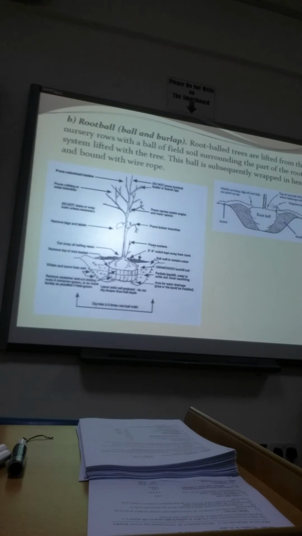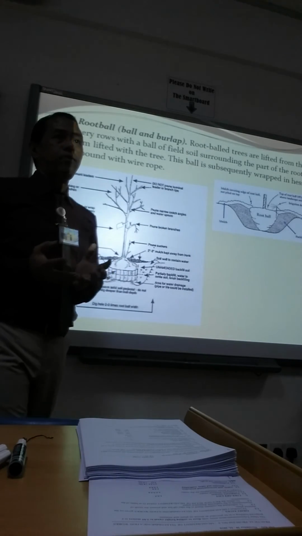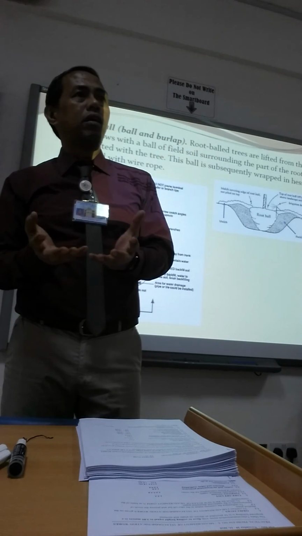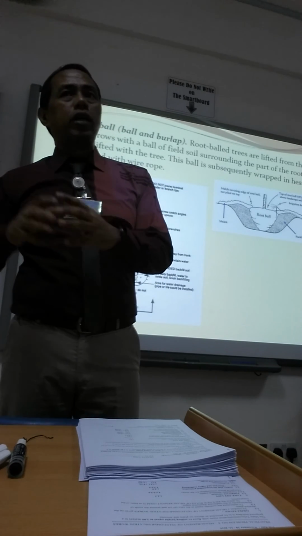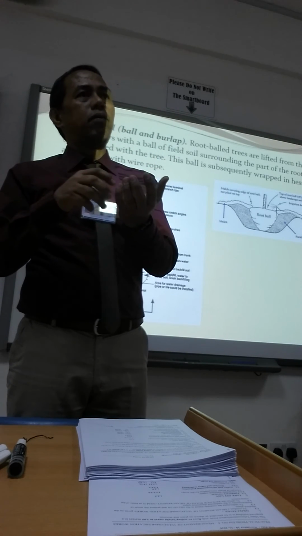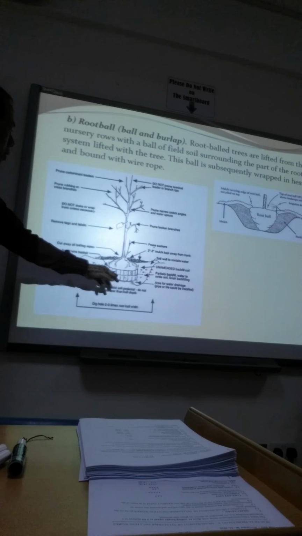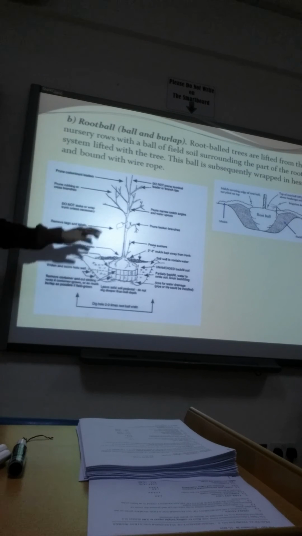Then next, the root ball. Root ball trees are lifted from the nursery rows with a ball of filled soil. Therefore, in our country, this is called earth balling, meaning that you are lifting trees or plants with soil beneath it in its root. Therefore, in transporting such trees, we must be careful that the soil will not disintegrate from the roots, because the plant will die. Then it is secured by a pot maybe, or by a plastic, so that the soil will not disintegrate from the roots. Therefore, it is called a root ball.